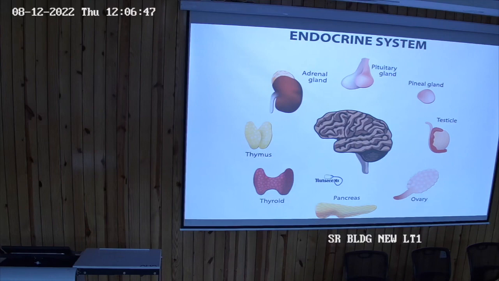This outgrowth of ectoderm, which is going upwards and backwards, is named Rathke's pouch. This Rathke's pouch gives development to the intermediate part of the pituitary gland. Should I repeat the spelling? Rathke's pouch.